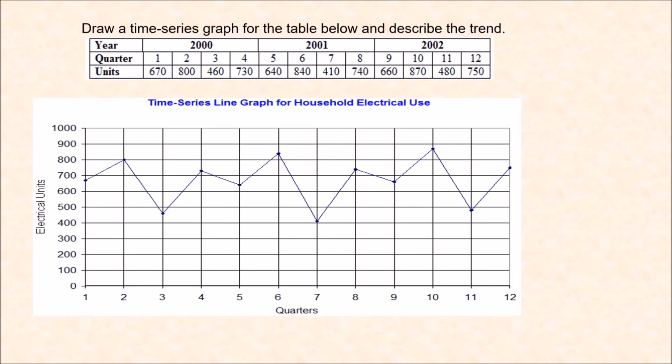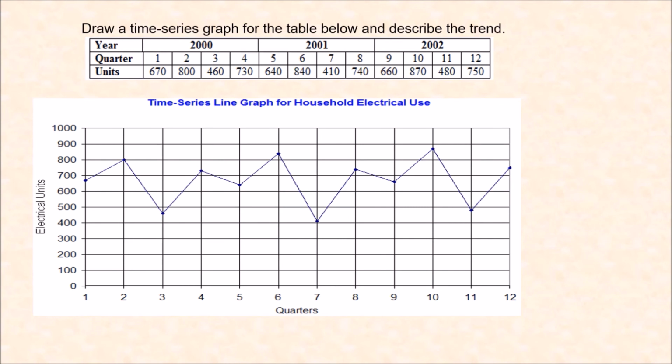Now look at the trend in 2002. That is starting from quarter 9 to 12. So from 9 to 10 to 11 to 12. So if you see what is happening for each quarter now. So compare 1 to 2 in 2000, 5 to 6 in 2001, and quarter 9 to 10 in 2002. What do you notice?